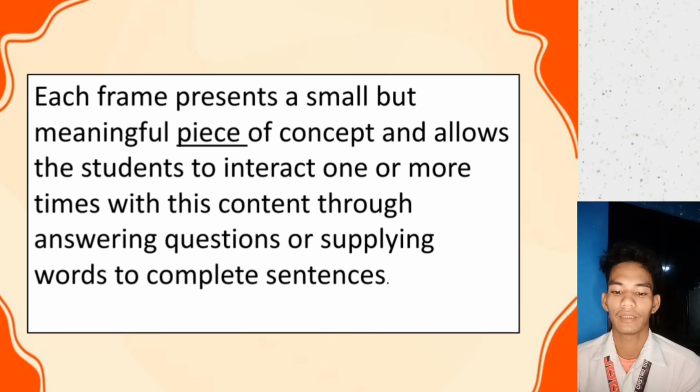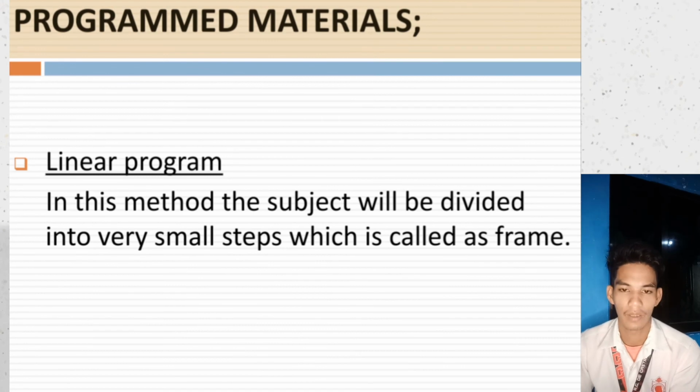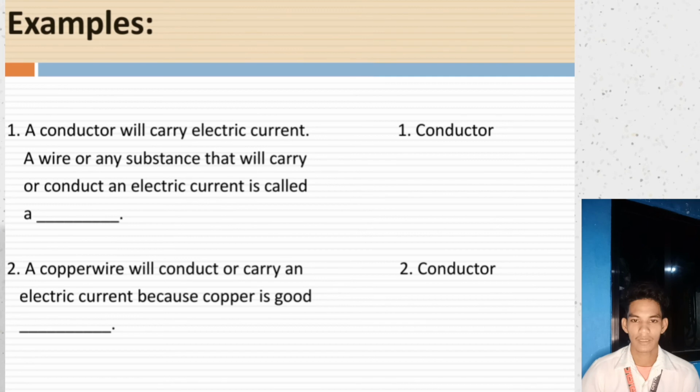Each frame presents a small but meaningful piece of a concept and allows the students to interact one or more times with this content through answering questions or supplying words to complete sentences. Program materials are usually classified as either linear or branching. In a linear program, the subject will be divided into very small steps, which are called frames. These are examples of a linear program.